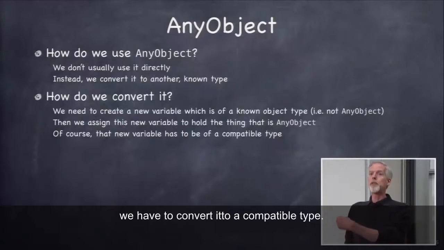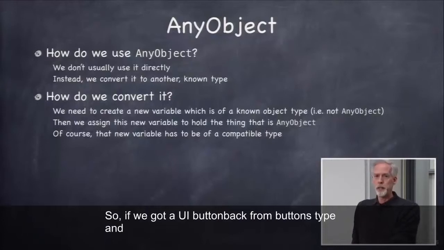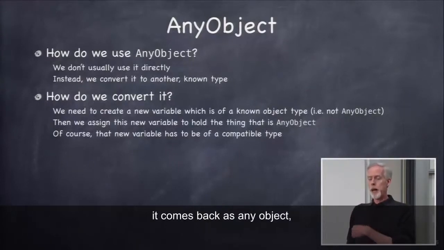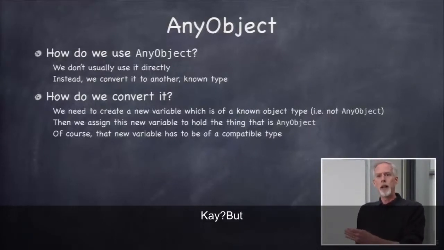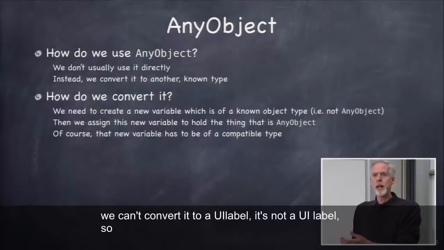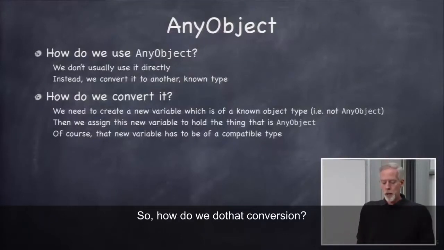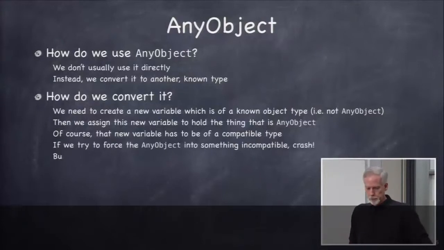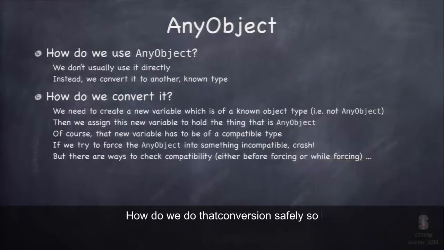Now, of course, we have to convert it to a compatible type. It actually has to be one of those things. So if we got the UI button back from button type and it comes back as any object, we can convert it to UI button because it is a UI button. Okay, but we can't convert it to a UI label. It's not a UI label, so that would crash our program actually. So how do we do that conversion? How do we do that conversion safely so we're not crashing our program all the time?